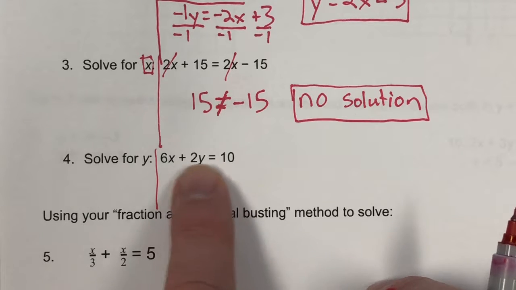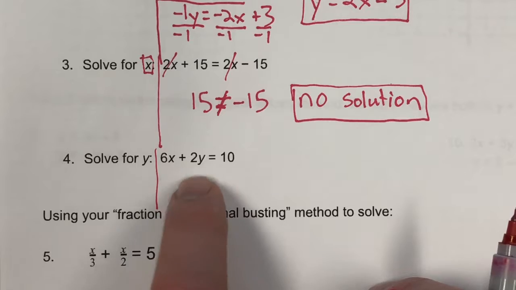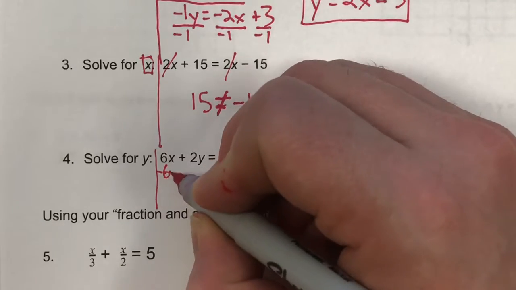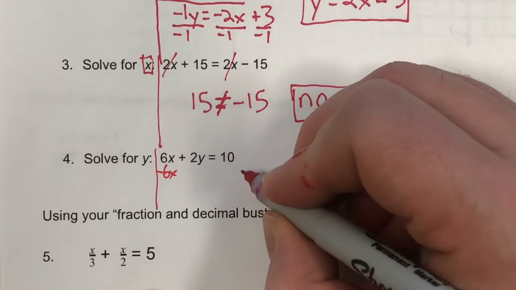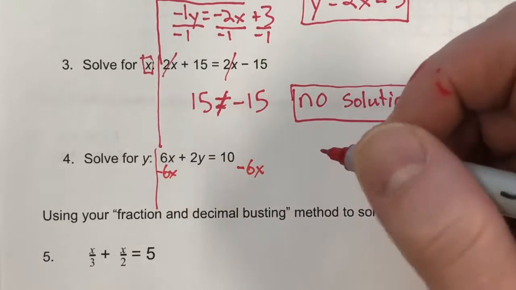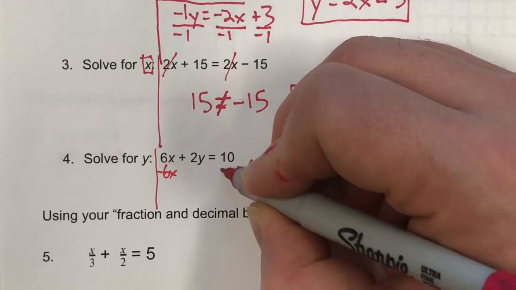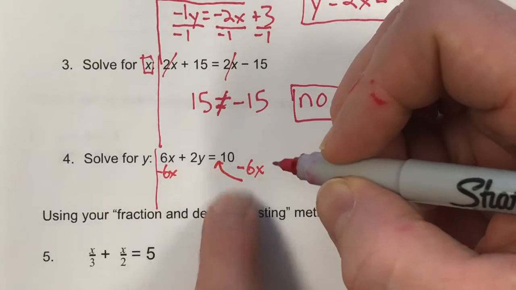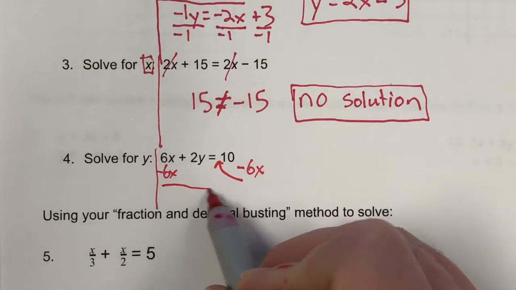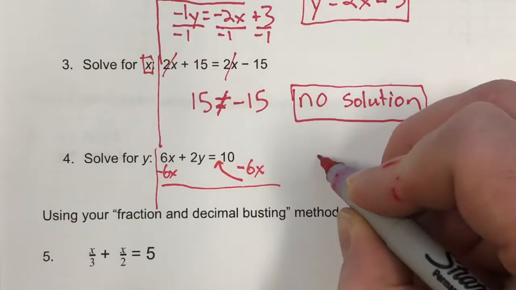So I like how y is positive here, so at least later when I divide, I don't have to divide by a negative number. So the first thing I'm going to do is subtract the 6x from both sides. And this time I'll put it not under the 10 so you don't get confused, but later when I rewrite this, I'm going to stick it right in front of the 10, just like we do in y equals mx plus b form.